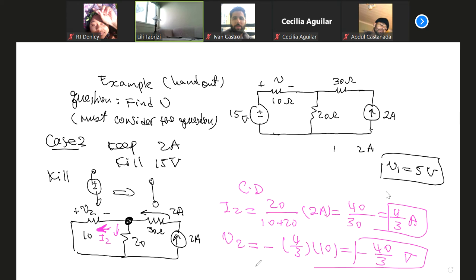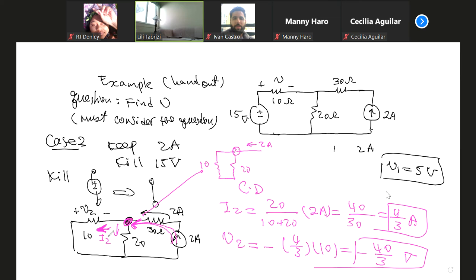Yeah, Professor. Go ahead. For current division, you only had to combine 10 and 20 in parallel, and that's it? Yeah, because of the 2 amp current source. Remember, nothing stops 2 amp. This 2 amp goes directly to the node. There is no change in 2 amp. So this is the same as saying 2 amp at this node, 20 and 10. It's the same thing.